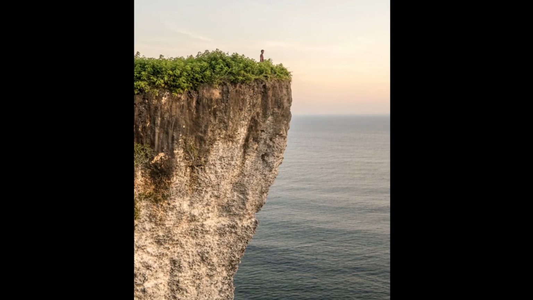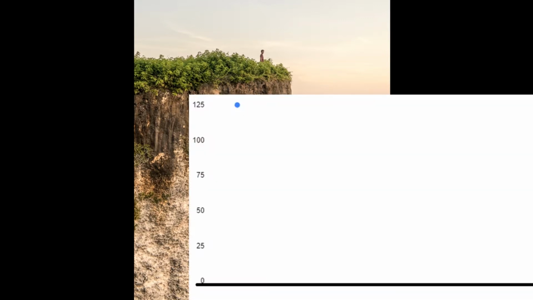Suppose there's no such thing as gravity, and I stand at the top of a 125-meter high cliff and I drop a ball. It's gonna hover there and do nothing, right? Of course, if there is gravity, it's going to fall, which you can see here in real time.